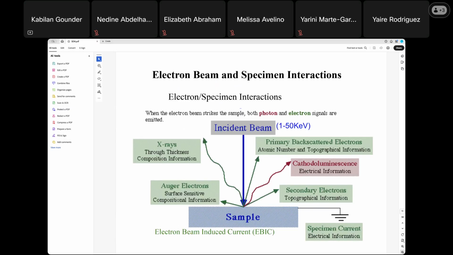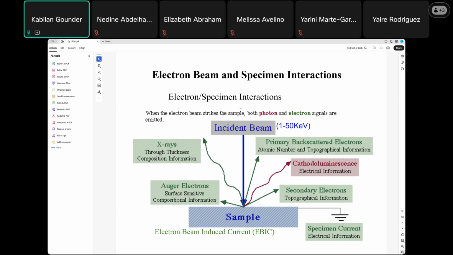So the electron beam and the specimen interaction. In the scanning electron microscope, the electron is the light source, whereas in light microscopy, visible light is the light source. For fluorescence microscopy, the fluorescence lamp, xenon or mercury, gives you the light source. Whereas here, the light source is the electron.